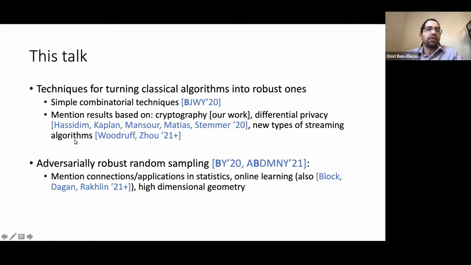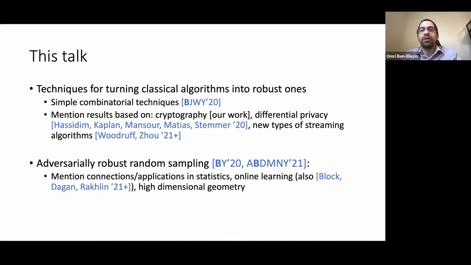In this talk, I'll talk about a couple of directions related to adversarially robust streaming algorithms that we investigated. The first front is related to generic techniques for turning classical streaming algorithms, that work in the classical setting, into algorithms that work in the robust setting. I'll present one simple combinatorial technique. We'll see also another one, but I won't go into too much detail.